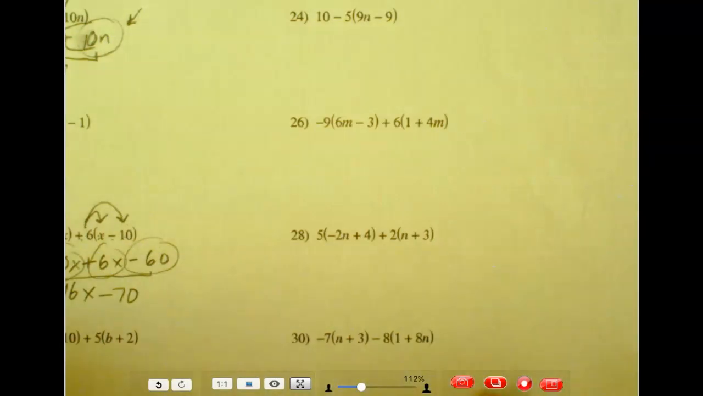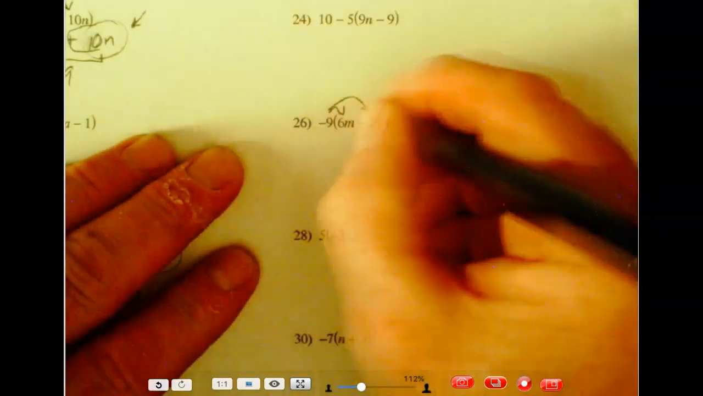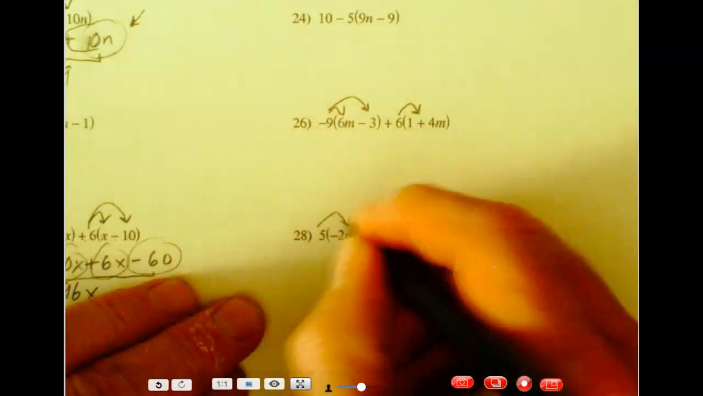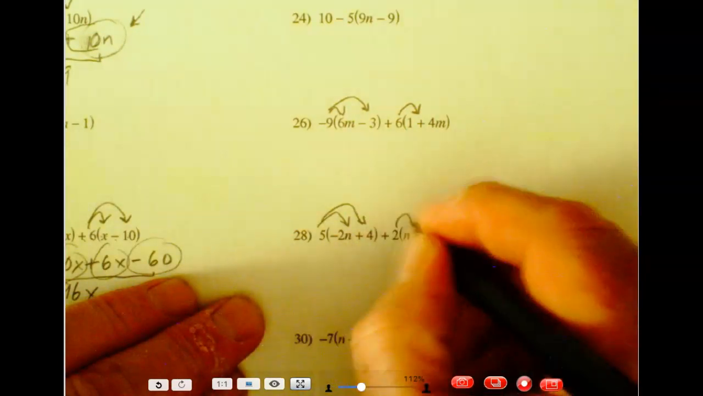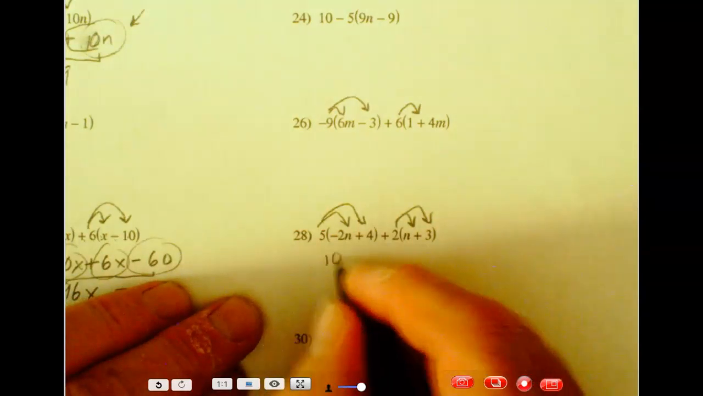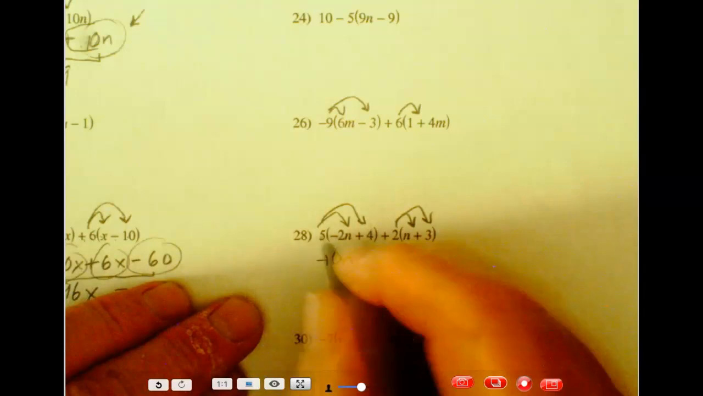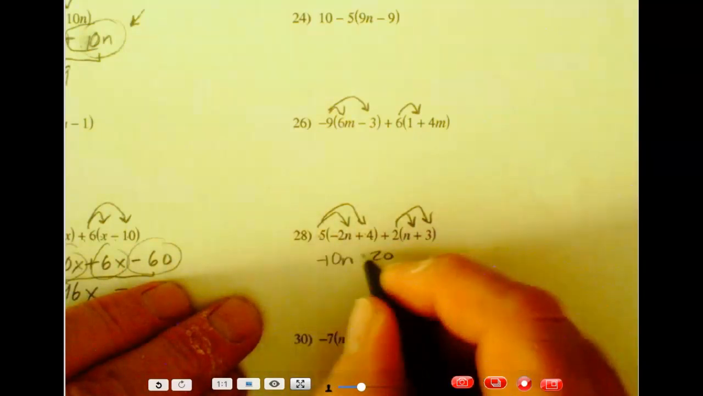All right, let's end with 28 here. So we've got to double distribute again, so I'm just going to put my arrows in so I know what I'm multiplying. Oops, wrong one. All right, well, 5 times 2 is 10, and there's an n attached, so it's a 10n. It's a positive times a negative, so it's a negative 10n. 5 times 4 is 20. It's a positive times a positive, so that's a plus 20.